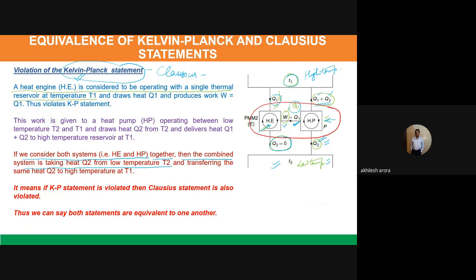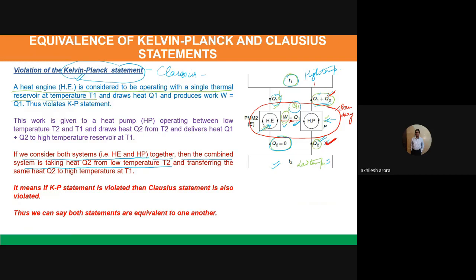Now what is happening in this particular case? This combined system is taking heat Q2, and you see this is an internal affair. This W is equal to Q1, and this is without the aid of any external work, because this is the boundary. So there is no exchange of any work from the outside to the system within the boundary. And we are taking out Q2 amount of heat from the low temperature reservoir and transferring Q1 plus Q2 amount of heat to the high temperature reservoir.